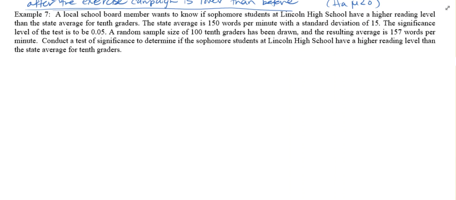All right, so example 7: a local school board member wants to know if sophomore students at Lincoln High School have a higher reading level than the state average for 10th graders. The state average is 150 words per minute with a standard deviation of 15. The significance level of the test is to be 0.05. A random sample of 100 10th graders has been drawn, and the resulting average is 157 words per minute. Conduct a test of significance to determine if the sophomore students at Lincoln High School have a higher reading level than the state average for 10th graders.